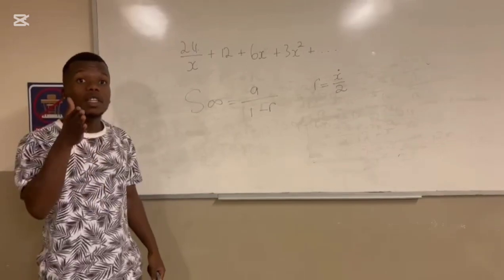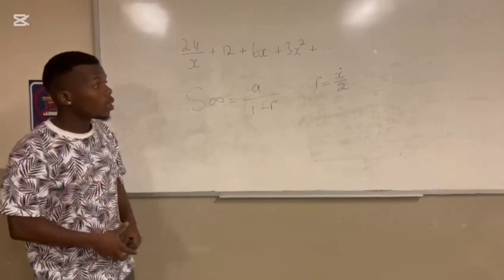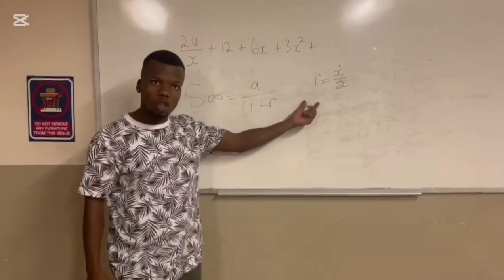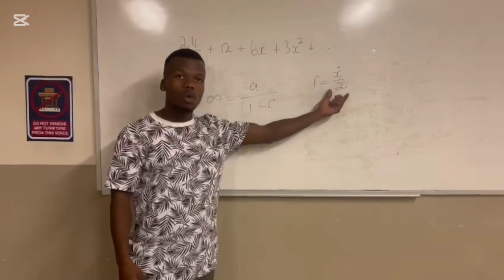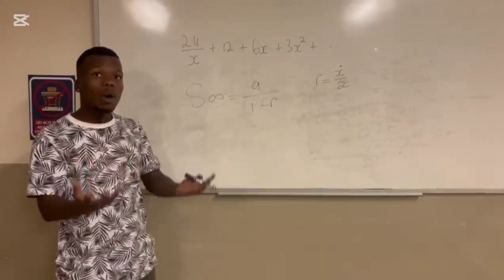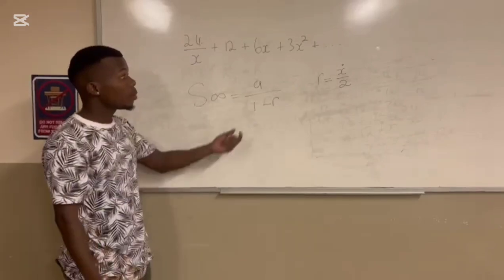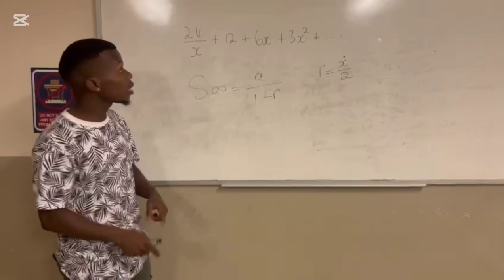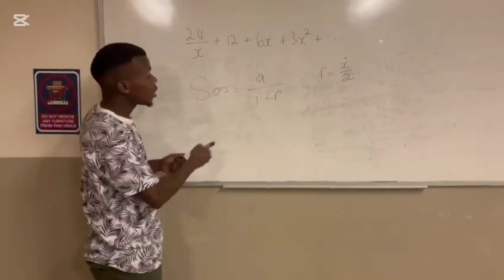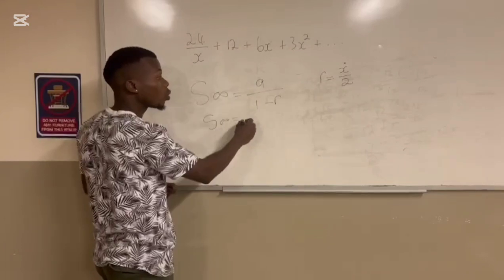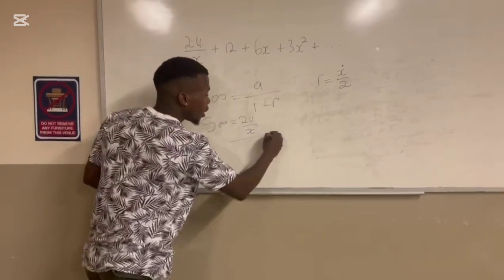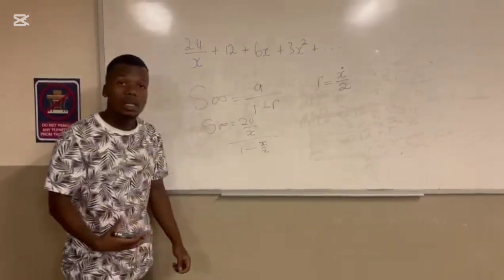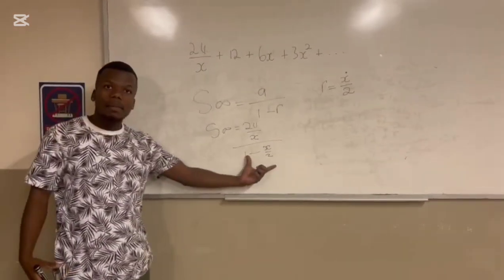We are still continuing with answering our question. We have calculated our common ratio, which is R equal to x over 2. Now I'm taking my components to this equation. Remember, A is the first term of the geometric series, which is 24 over x. So S of infinity here will be equal to 24 over x divided by 1 minus x over 2.